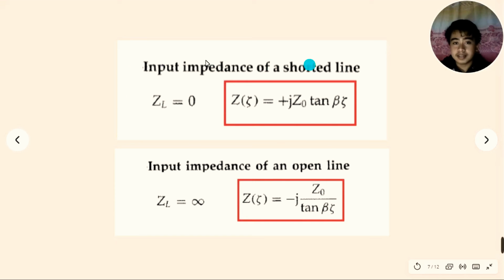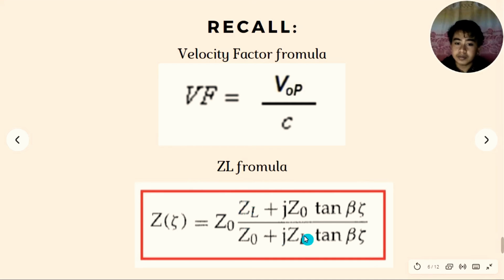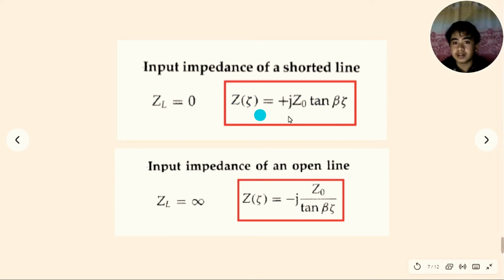So this is the input impedance of a shorted line. If lines are connected together, it's shorted. We assume in a shorted line that our ZL is equal to 0. It means that this ZL right here is 0, and this ZL right here is also 0. That means this will cancel out. It will be 0 plus 0, 0 plus J0 tangent of beta zeta. So this 0 right here will go up and cancel out the 0 in the bottom, so what will remain is this, 1 plus 0 tangent beta zeta, as you can see right here.